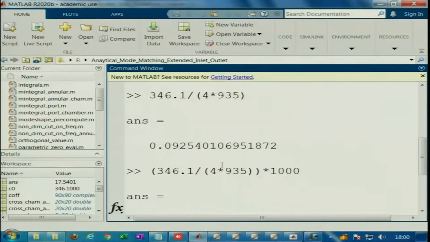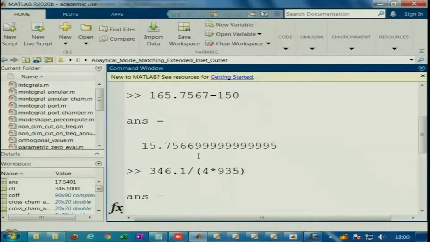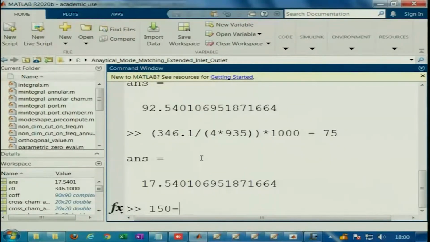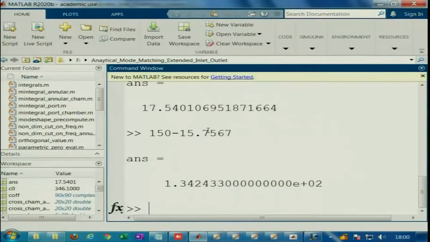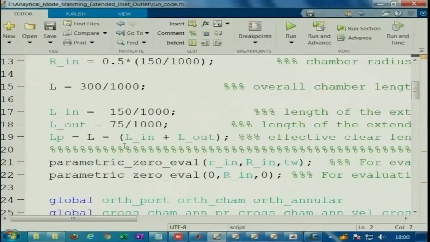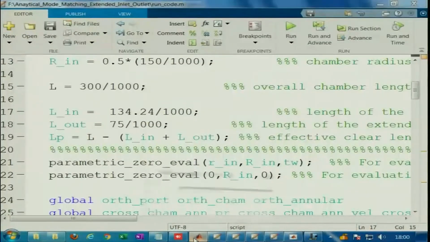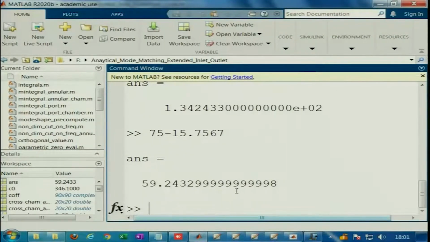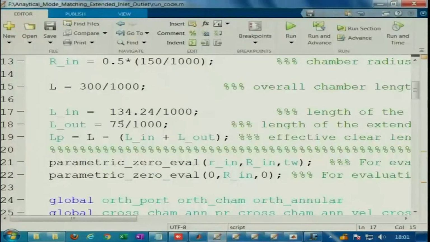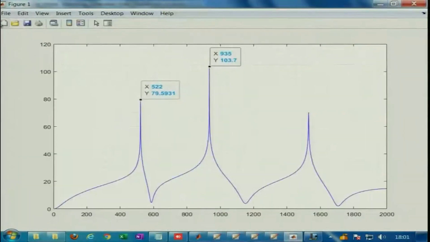So, how about we just consider the one at the extended inlet only, 15.75. So, 150 minus 15.7567, that is your 134.24. Okay. And the other thing was 75 minus 15.7567, that is 59.2432. So, let us see what we are able to get. Let us save this.